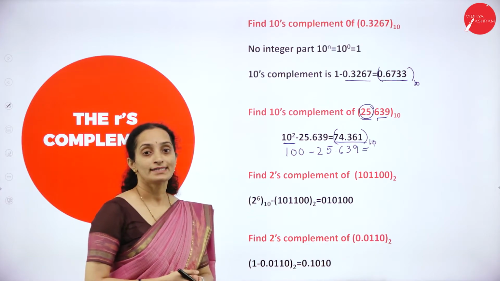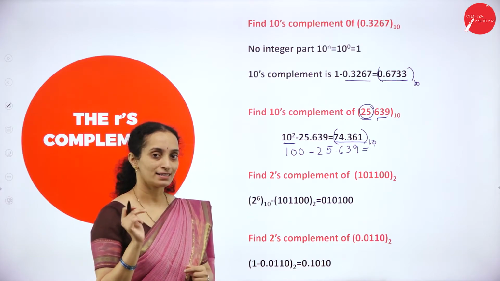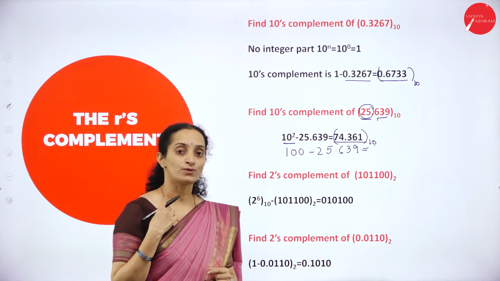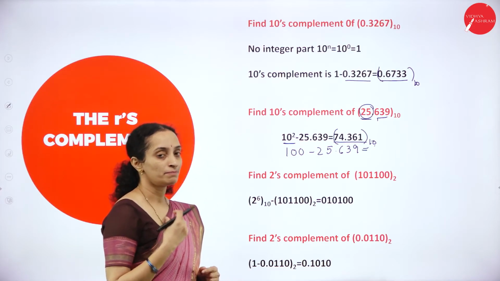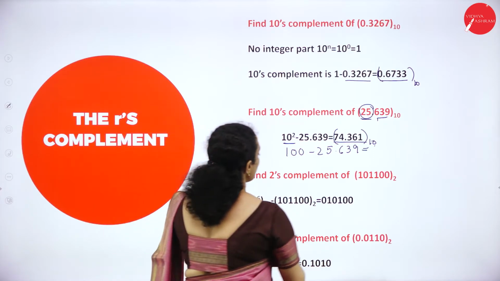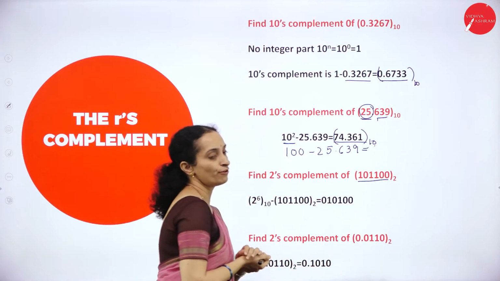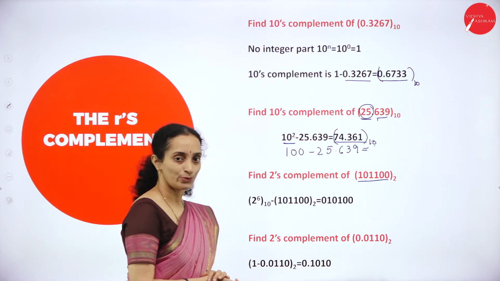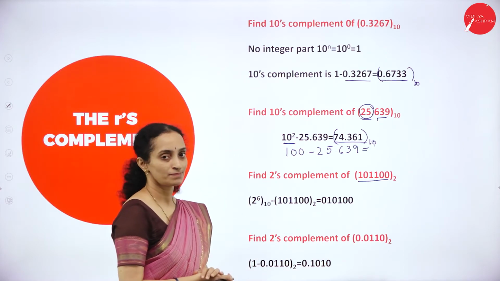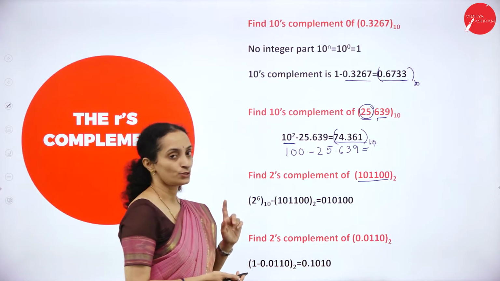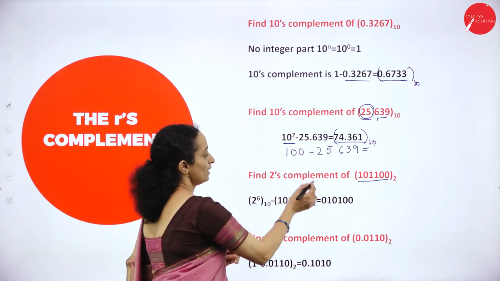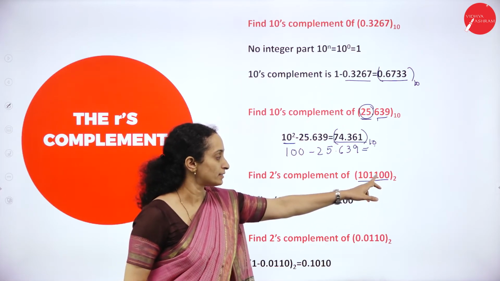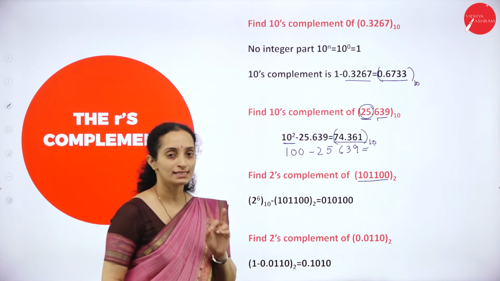Now it is for R equal to 2, for the binary numbers. How do you find out the complement system for a binary number? Here we have an example of 101100 to the base 2. How do you find it? Again, the base is 2 and the total number of digits is 6.